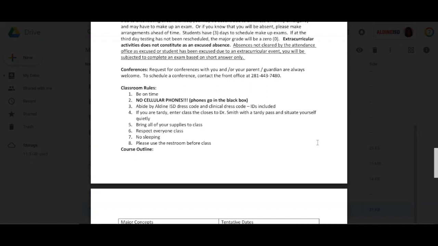Number 3, abide by all deemed dress code and clinical dress code. IDs are included. Number 4, if you are tardy, we beat that to death, so you know better. 5, please bring all of your supplies to class. 6, respect everyone in class. 7, no sleeping. You can't get anything done if you're asleep. And number 8, please use the restroom before class.